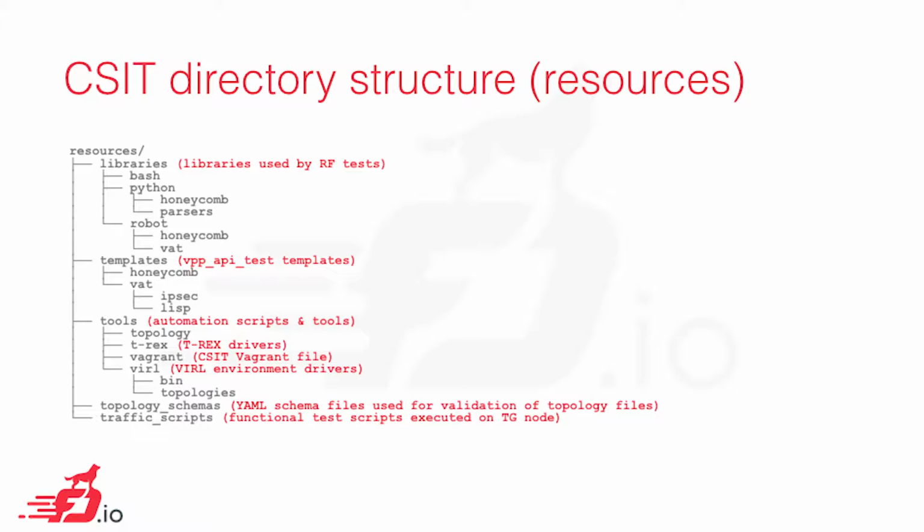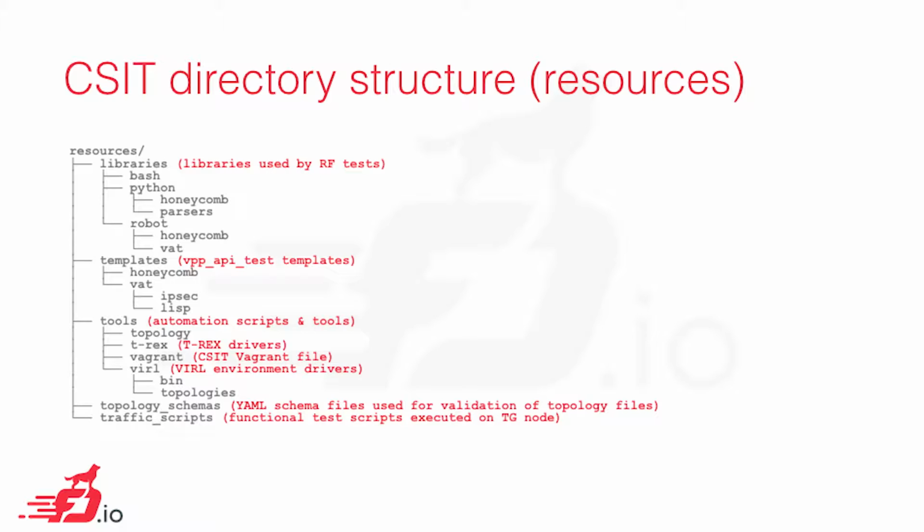grabbing the topology, grabbing the information from the nodes, filling up the PCI addresses of the topology files. Vagrant files: basically, this is the vagrant directory where you can find the vagrant definition file. If you run vagrant up, it will read the vagrant definition from the directory. And then virl, those are all the scripts that are driving the virl environment, which we are using for the functional testing.